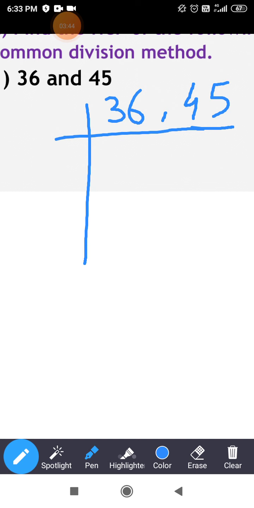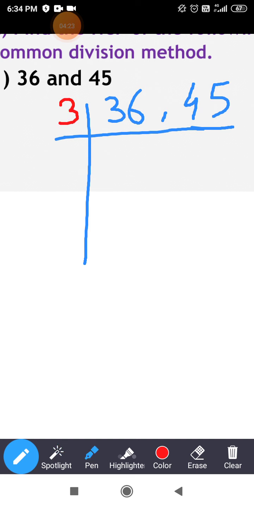Now, if we observe here, 36 is an even number and 45 is an odd number. It means I can divide 36 by 2 but not 45. So I will not start my division by 2. Is it clear? Now if I cannot divide by 2, I'll check for 3. If I add the digits, 3 plus 6 is 9, which is divisible by 3, and 4 plus 5 is again 9, which is divisible by 3. It means I can divide both the numbers by 3. So I will start my division by 3.